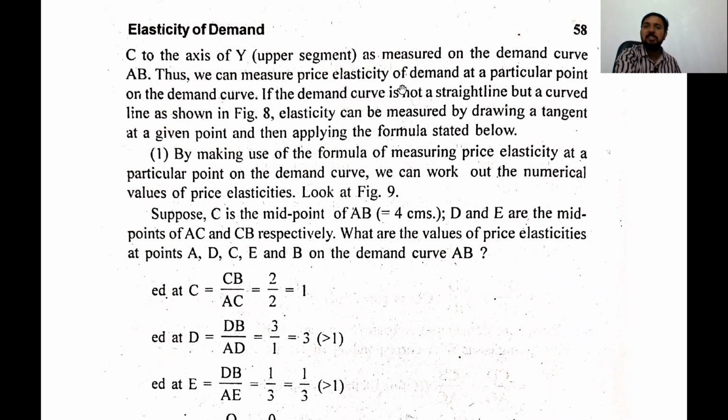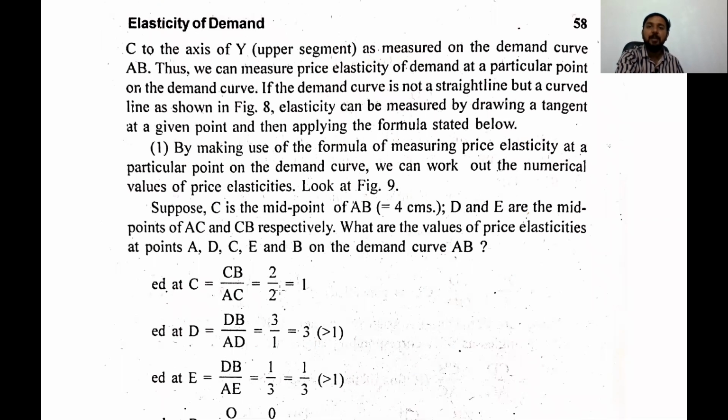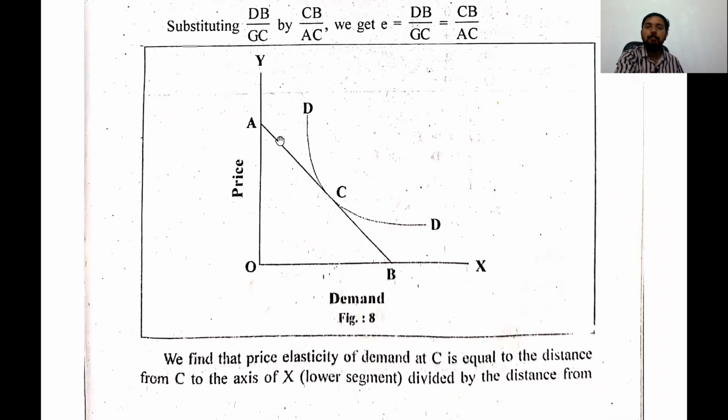Thus, we can measure price elasticity of demand at a particular point on the demand curve, even if the demand curve is not a straight line but a curved line as shown in figure 8. Elasticity can be measured by drawing a tangent at a given point and then applying the formula stated below. So guys, again we need to apply this formula given here in the book, and when the demand curve is not straight, we just need to draw the line at a single point which intersects here, and we need to ensure that the portion from point C to here and the portion from point C to the upper part will also be the same.